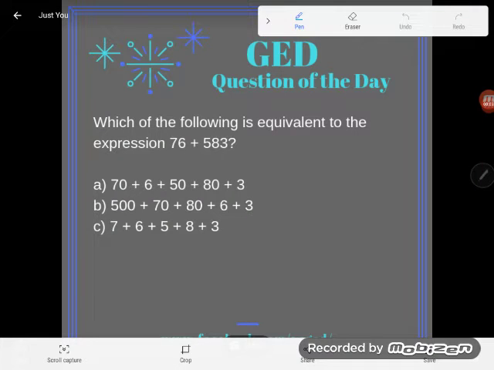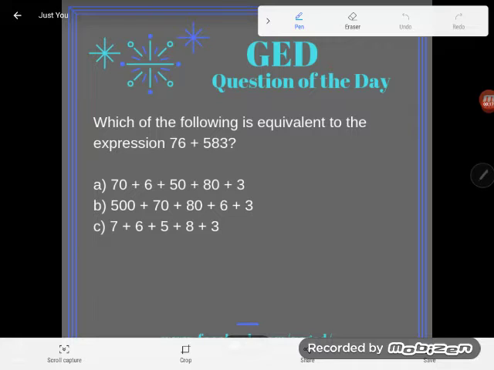Hey GED students, it's GED question of the day time again, and I've got a weird but simple question for you, trying to test your understanding of some of the basic principles of math. So let's take a look.